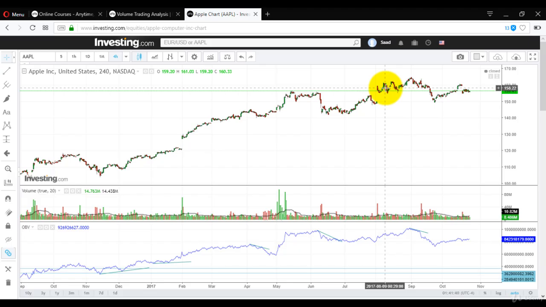A $10 gap means a 6 to 8% gap. So why would they not let people eat those 6%? Because they know it's game over. So I believe Apple is now stuck or it will go lower.